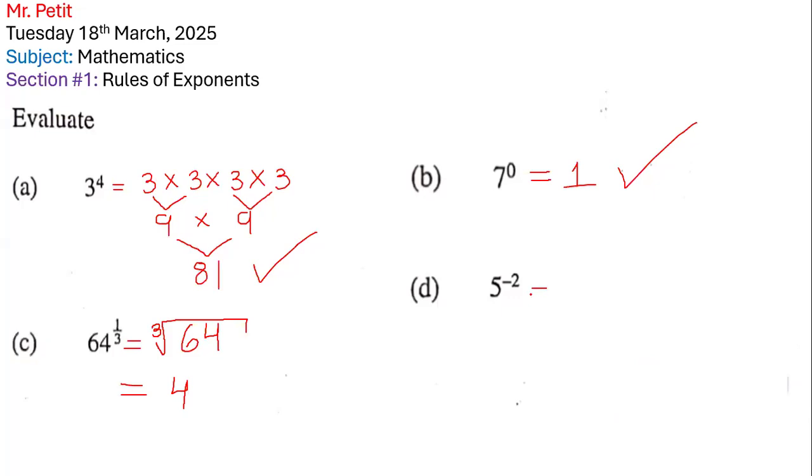Okay, so how are we going to do this? Antoine says he wants to do this. We have 5 to the power of -2. How are we going to answer that?